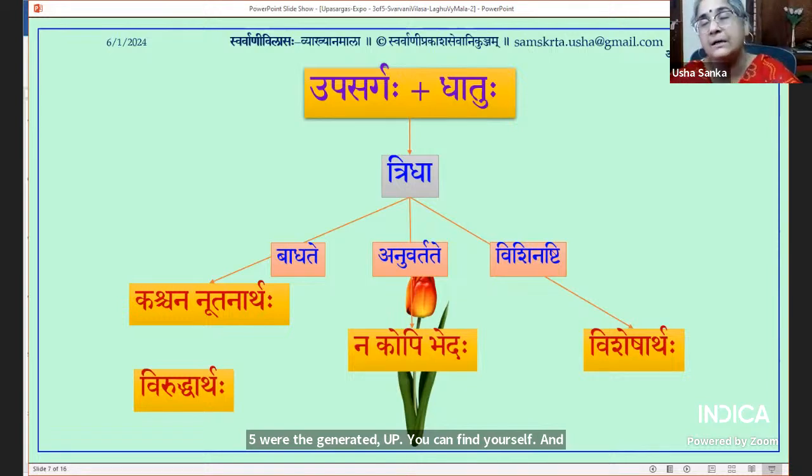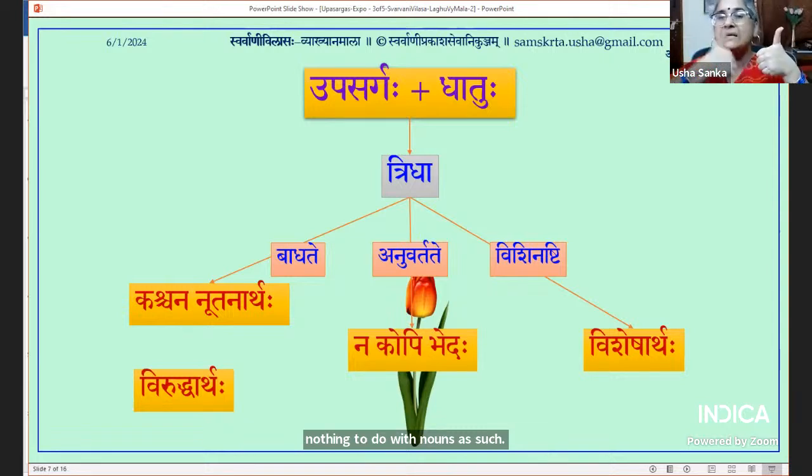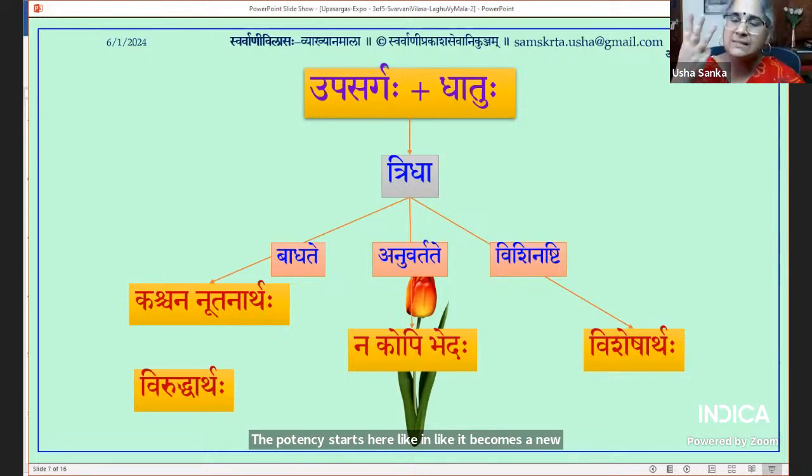Though we have not entered nouns until now, we will enter them later. But we have nothing to do with nouns as such. It is the combination of the upasarga and the dhatu. They shake hands. They become potent for the new word. The potency starts here like a dhatu. It becomes a new dhatu. Now they both are ready to make a usable word in the world. It happens in 3 ways.